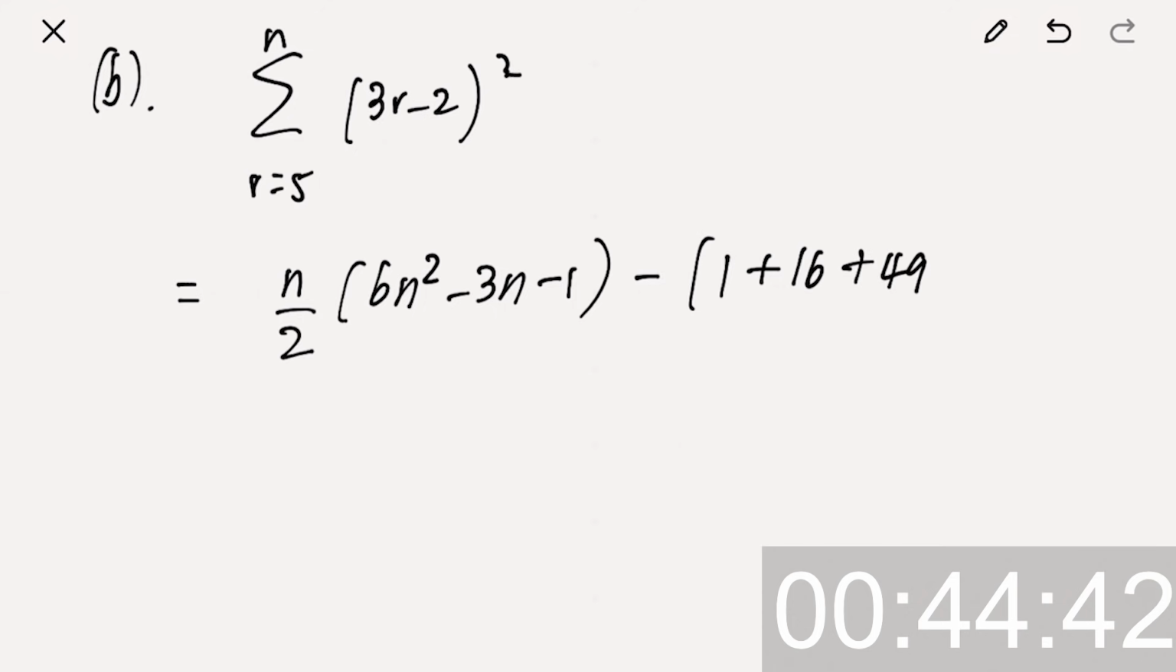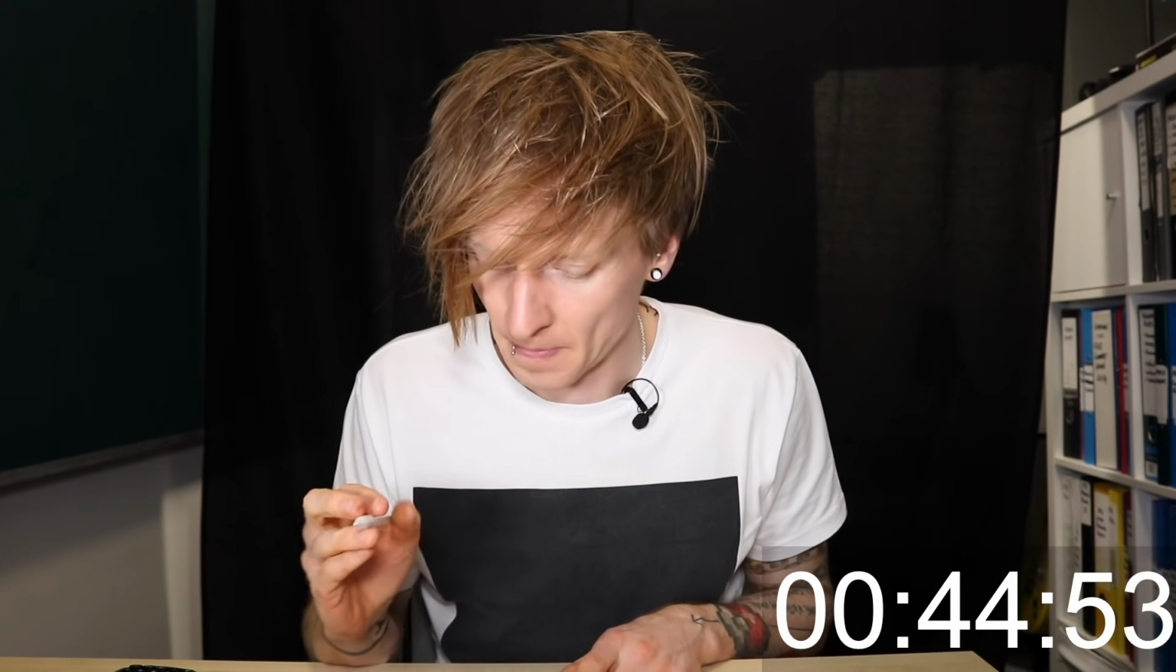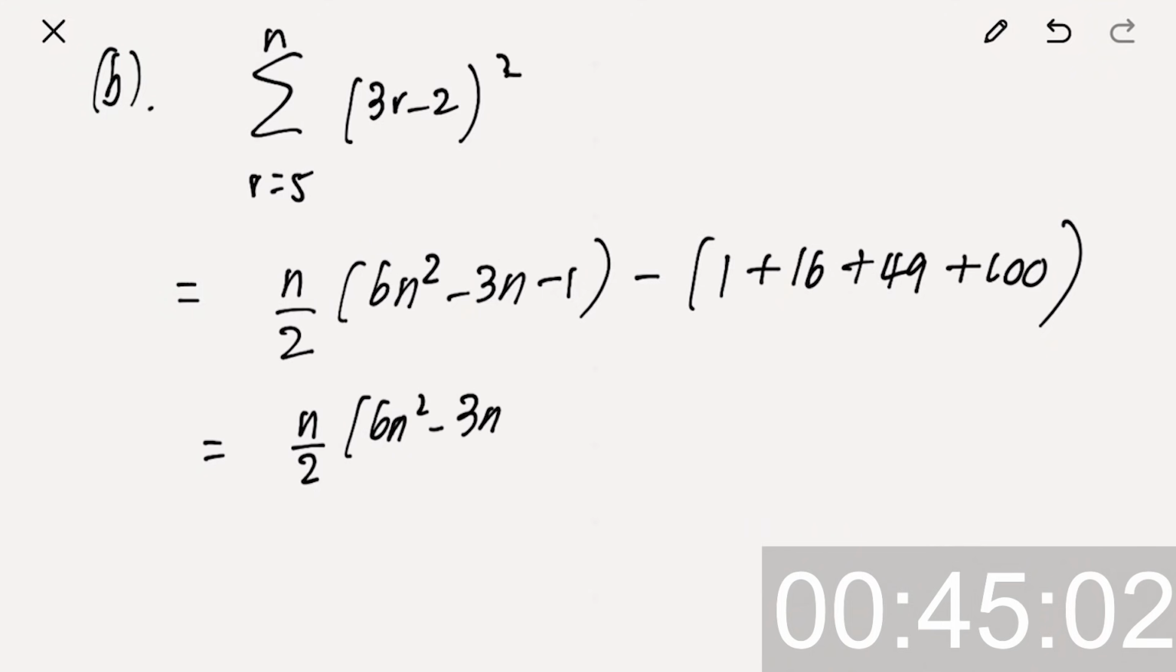And then when r is 4, 12 minus 10, 100. Okay. So I've just used the formula we had and subtracted off those first 4 terms. Right. I probably should simplify that, shouldn't I? So that's n over 2, 6n squared minus 3n minus 1. Right, so that's 166 minus 166. Fabulous. And then I've got this cos thing for 103.